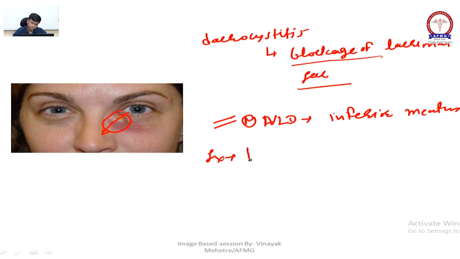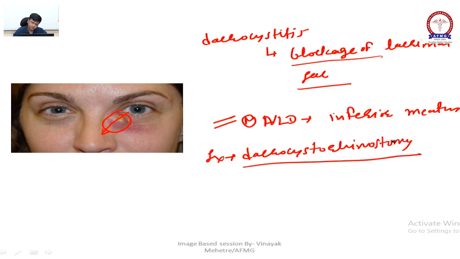called dacryocystorhinostomy. In this we will make an opening in the middle meatus. MCQ, recent question. We will open the nasolacrimal duct in the middle meatus. MCQ. This has already been asked 2 to 3 times.